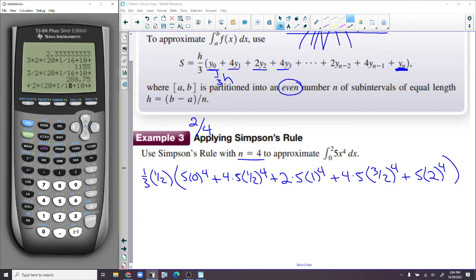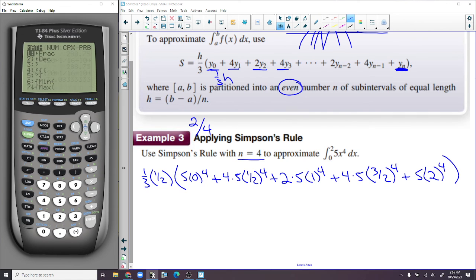20 times 1/16, I like that, plus 10, I like that, plus 20 times 81/16, plus 5 times 6, what? 3 halves, what's that now? Oh, 1/6. Thank you. I promise I was doing this right this morning. 1/6. Finally, third time, that's it.